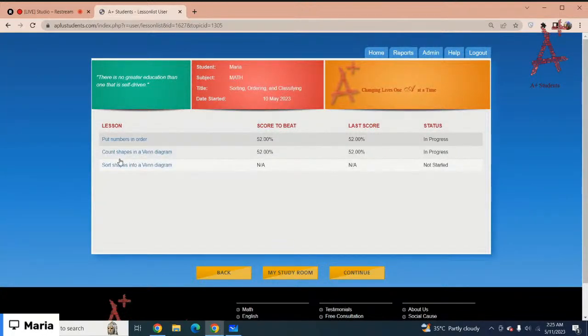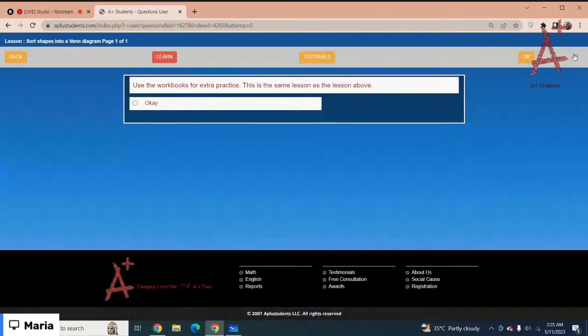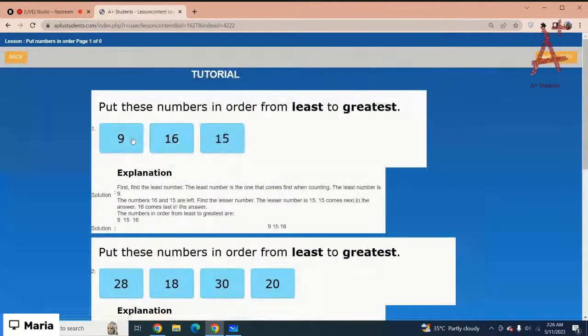Basically, this sorting means you have to arrange the numbers. Got it? Okay, use the workbooks for extra practice. This is the same lesson as the lesson above, exactly the same as we just did. Let's see if we have test questions. No, you don't have test questions. Let's just put numbers in order again because I think some of you need help with this lesson. Let's start with the test questions again.